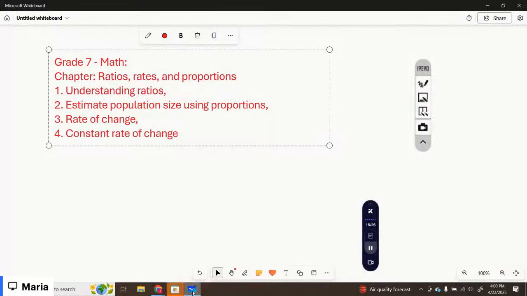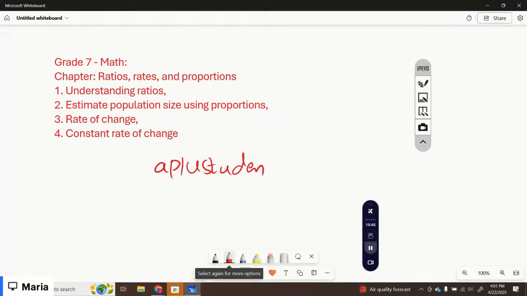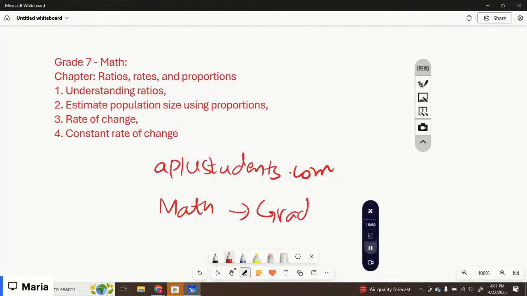We are here for grade 7 math. You can find all the lessons on atlasstudents.com. You have to log in there using your email address and password as provided by the administrator. Select math from the subject tab, scroll down to grade 7 math, and then click on view all lessons. There you can find a list of the chapters.